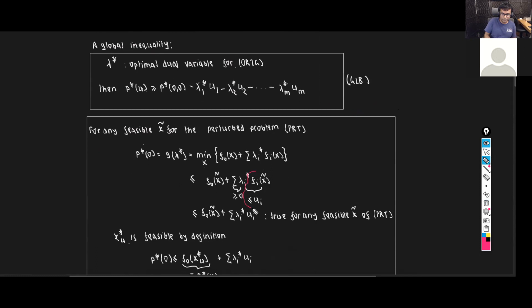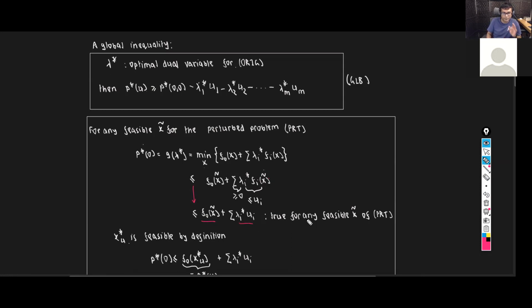So here I am using the fact that f_i(x tilde) is less than or equal to u_i. By definition, the dual multiplier is positive. So as a result, from this line to this line, this will not change the inequality. When I go from here to here, I am basically getting f naught of x tilde plus the sum of lambda_i star u_i.